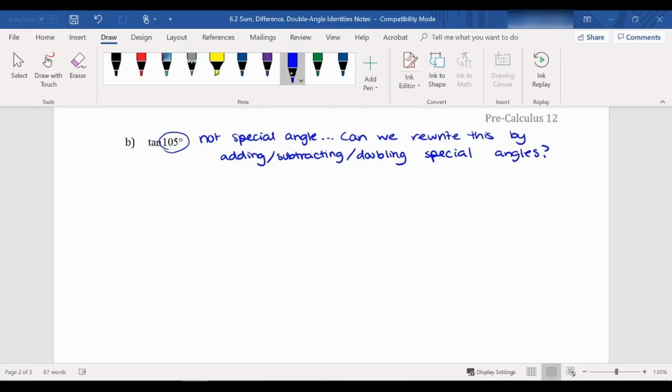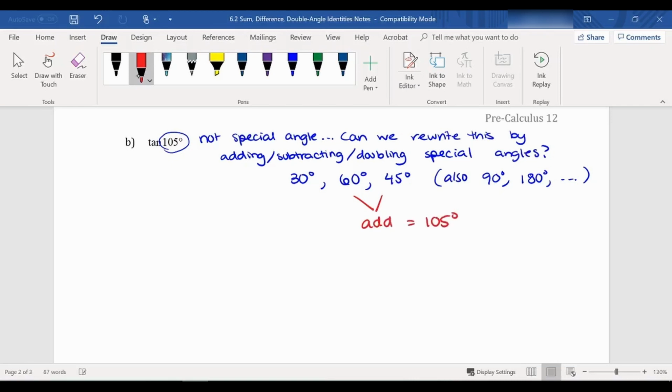Okay. And so our special angles, again, are 30 degrees, 60 degrees, 45 degrees. We could also include 90 degrees, 180, 360, etc., or any other iteration of these special angles that are in other quadrants. These are all in quadrant 1. We would have other ones in other quadrants, but if we take a look, is there any way we can add, subtract, or double any of these to get 105 degrees? And the answer is yes, these two. If I add these two, it equals 105 degrees.